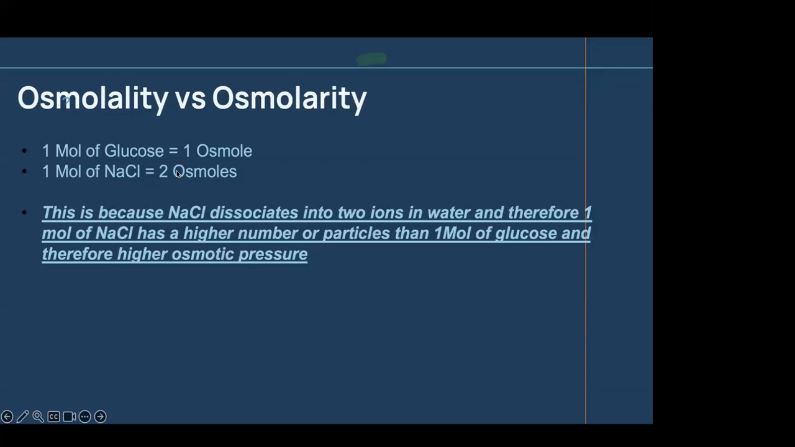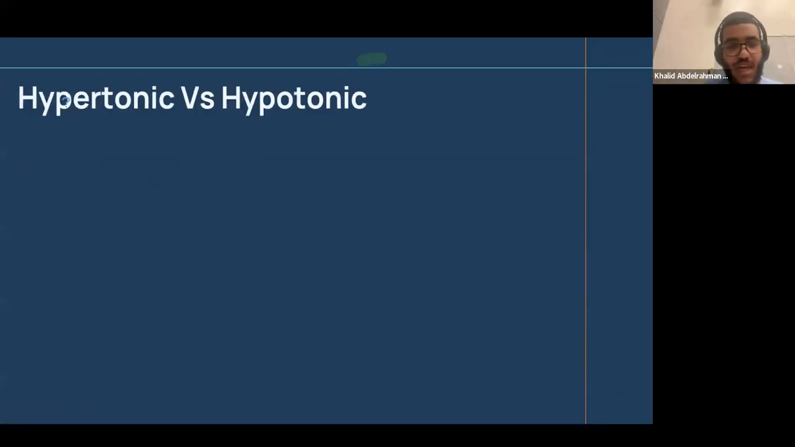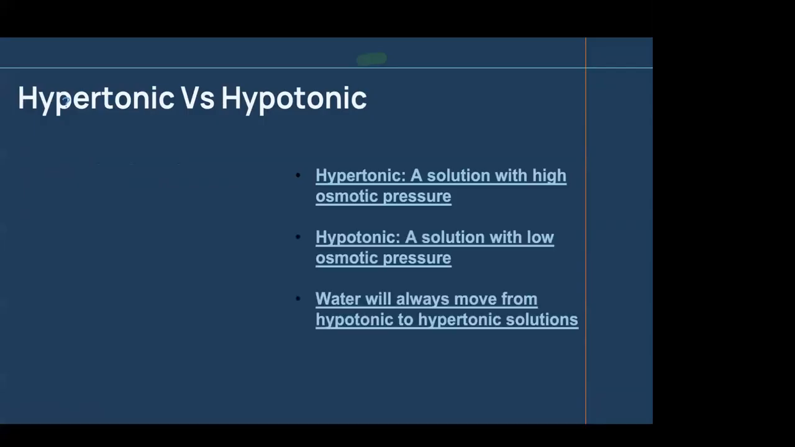It will also have more particles. But when you put glucose in water, it will stay as a glucose molecule. However, when you put NaCl in water, it will become two ions, Na plus and Cl minus. Therefore, 1 mole of NaCl will become two particles in water, and therefore 2 osmoles, because there are double the particles. We'll explain this in a diagram in a bit.